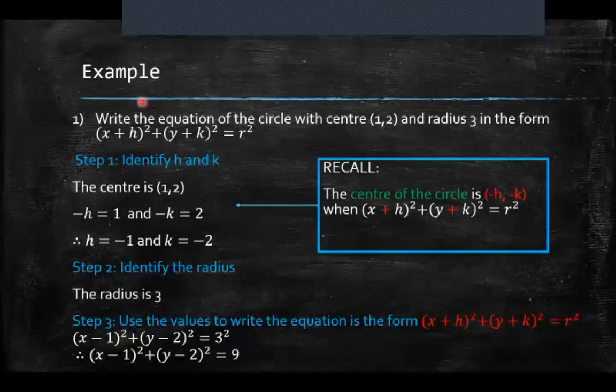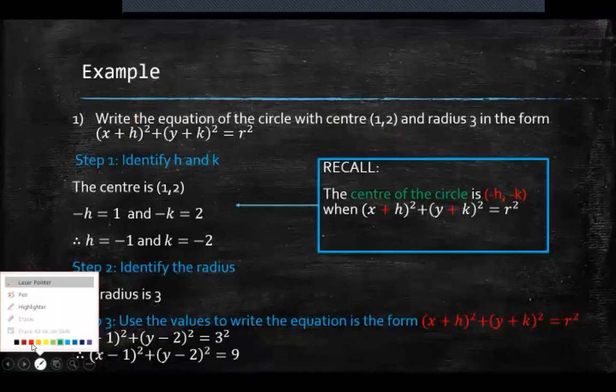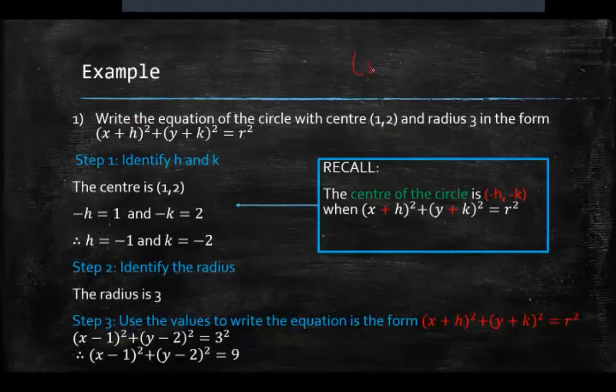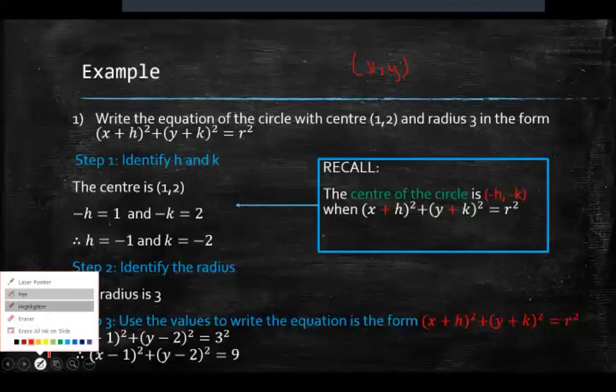This example, they want you to write the equation of the circle in standard form with the center 1, 2. Remember the coordinates is in the form x, y. So they told us that the center is 1, 2, and the radius is 3. And they want it in the form (x plus h) squared plus (y plus k) squared is equal to r squared. That's the standard form. The standard form I told you that you'd see in past papers and all that.